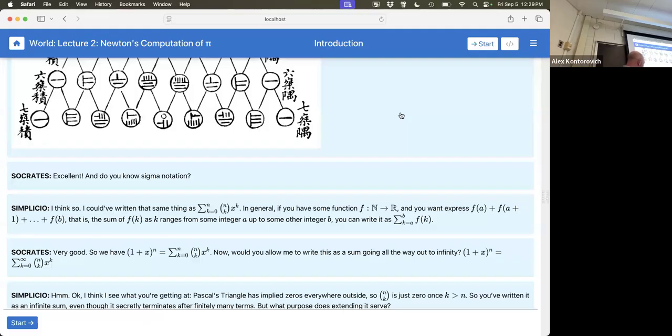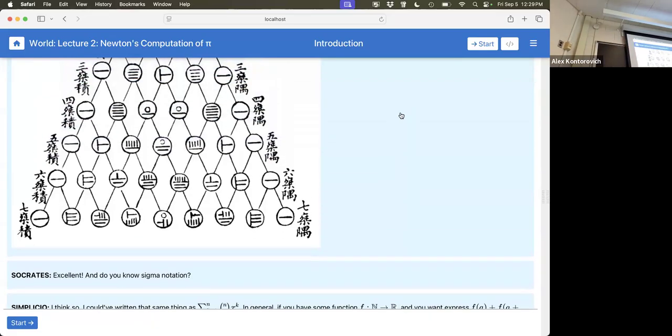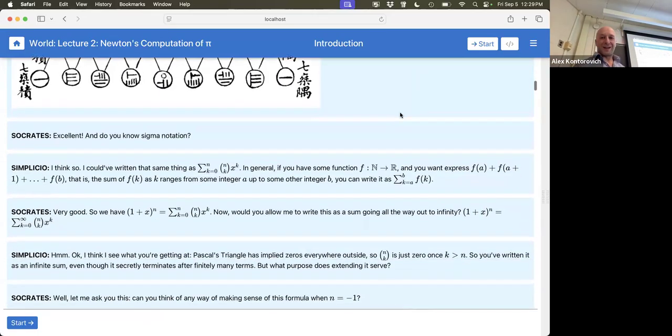Yeah, no problem. So Simplicio says, okay, I think I see what you're getting at. Pascal's triangle has implied zeros everywhere outside of the main triangle. So after here, it's 0, 0, 0 forever, right? Or put another way, exactly what you said: n choose k is 0 once k is strictly greater than n. So we've written it as an infinite sum, even though secretly it terminates after finitely many terms.